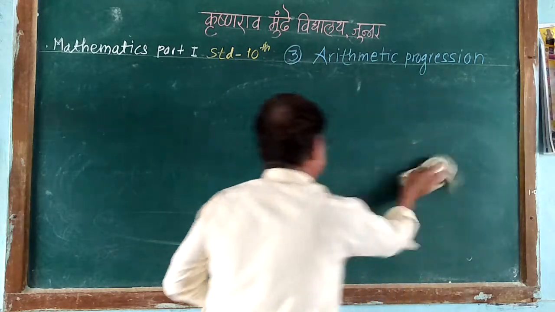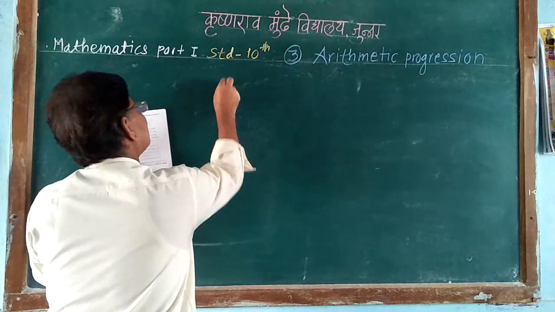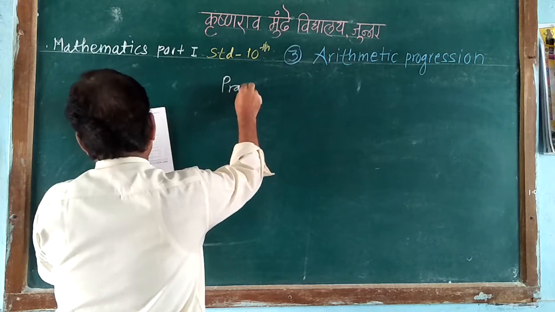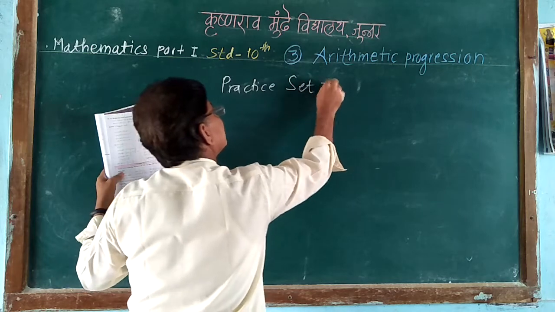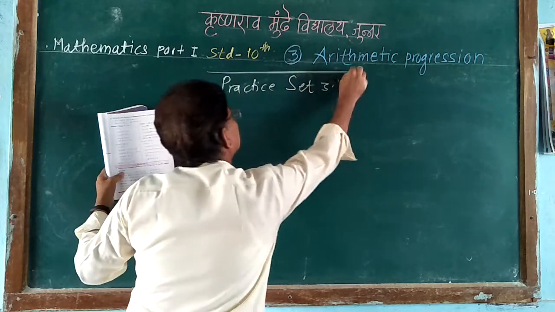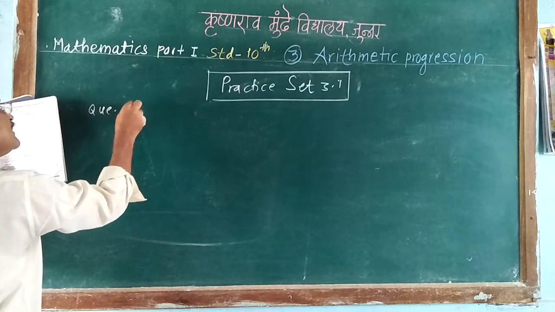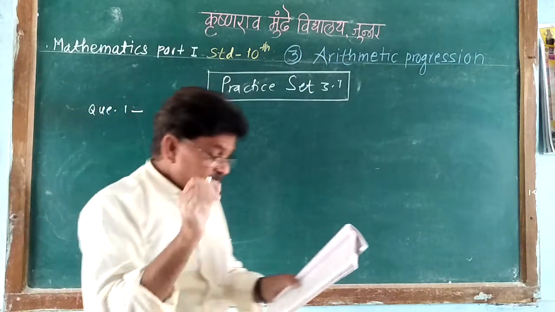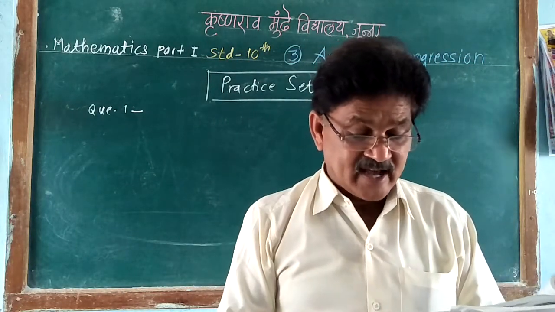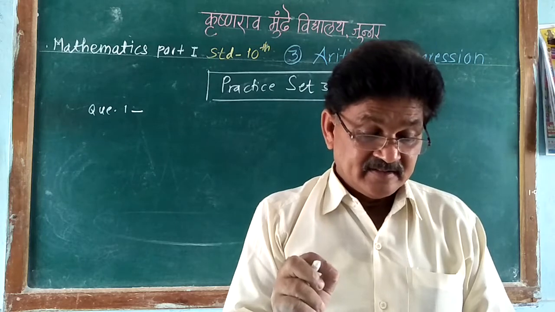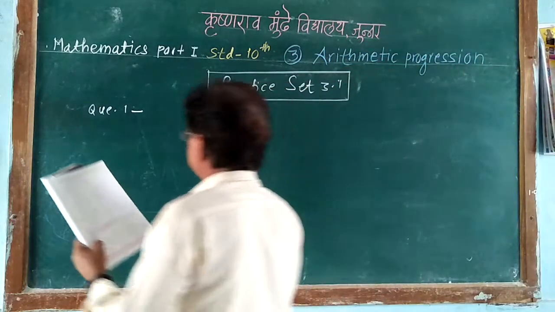exercise 3.1, that is the practice set. First, I read question first. What is the question? Question first is: which of the following sequences are AP? If they are AP, find the common difference.